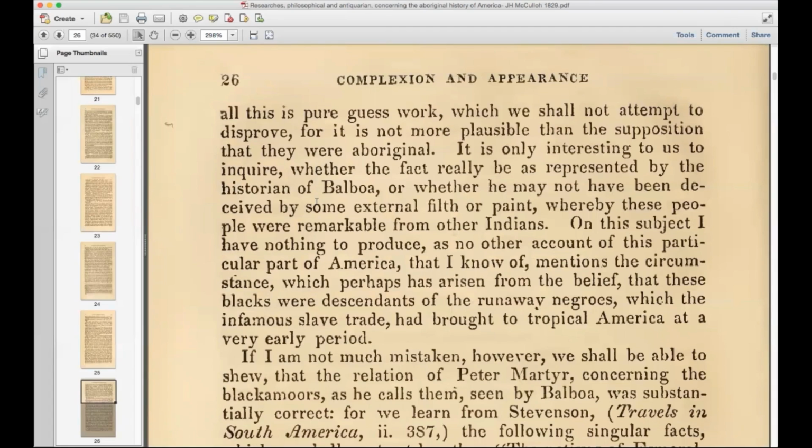But all this is pure guesswork, which we shall not attempt to disprove. All right. He's letting you know that that whole thing that it was Ethiopians that came from Africa over here. No, that's again guesswork. And he's not gonna even try to disprove that because it's not even real. For it is not more plausible than the supposition that they were aboriginal.